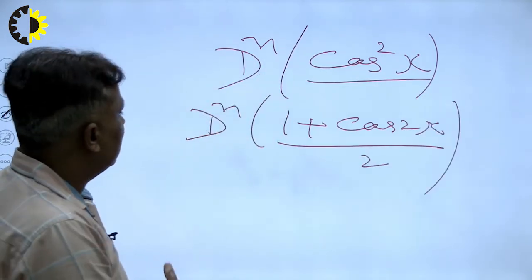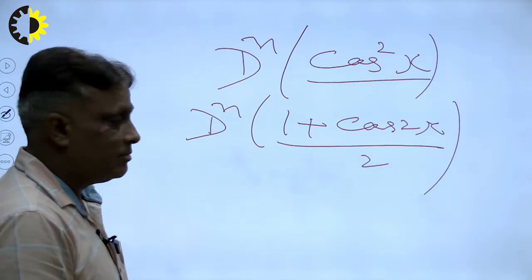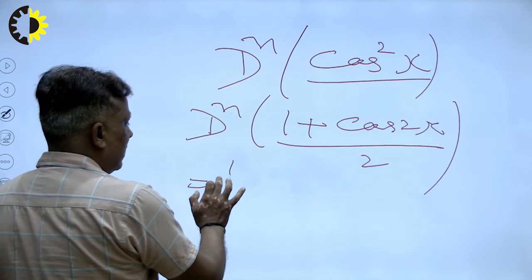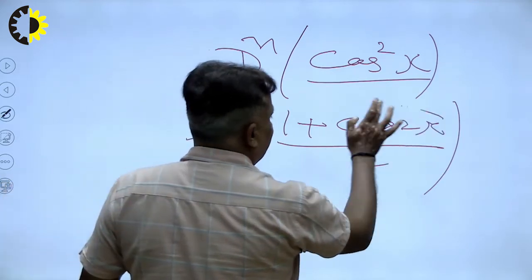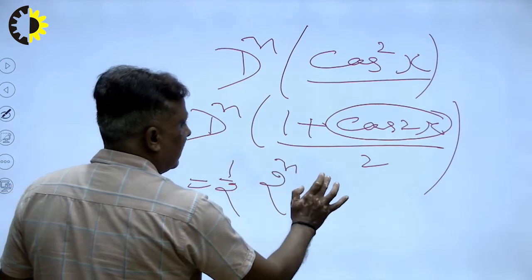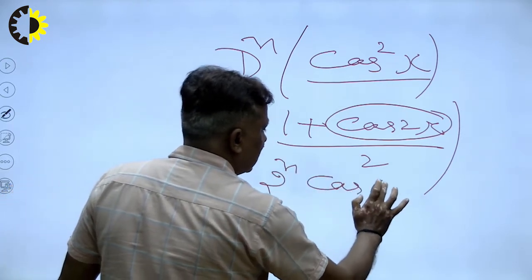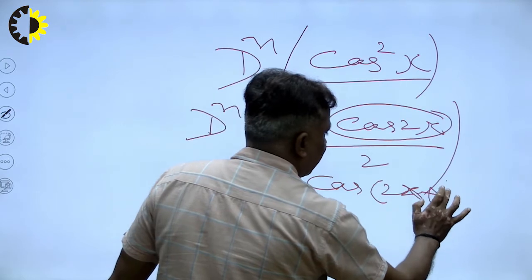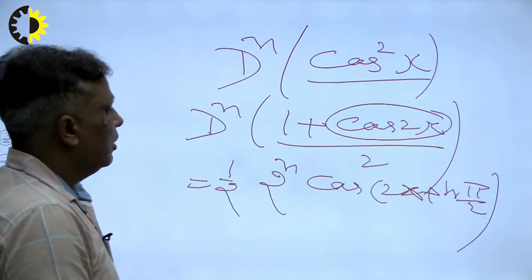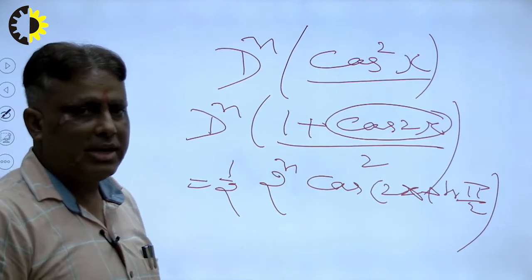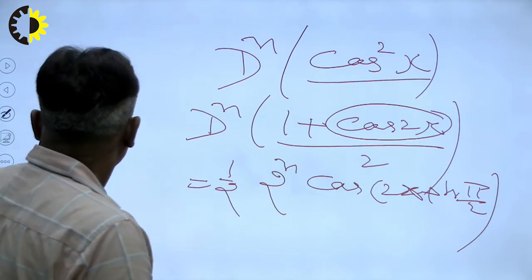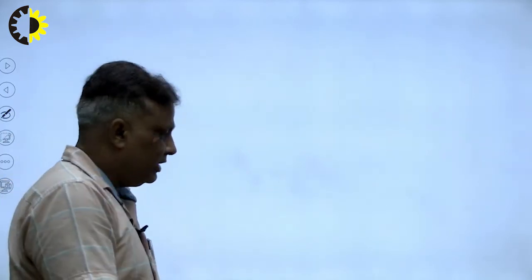So what will be the nth derivative of these terms? The nth derivative of 1/2 is 0, right? And what will be the nth derivative of the other term? It will be 2ⁿ cos(2x + nπ/2). So this is the direct solution of such a type of problem. So we can say that if one formula is remembered by all of us, then we can solve all trigonometric terms here. So this is how to solve such a type of problem.